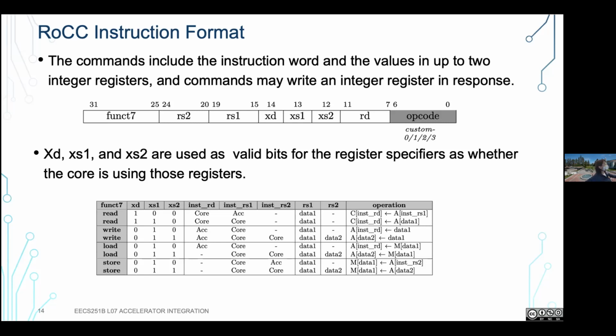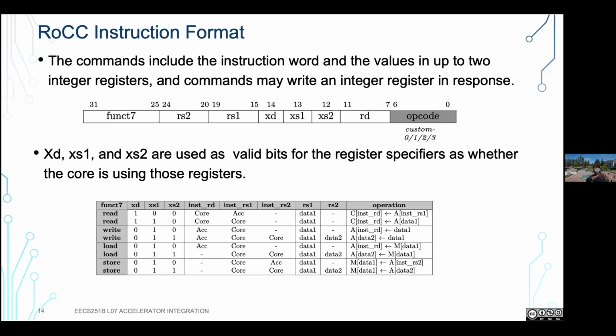It follows a similar format, but instead of func3, it uses those 3 bits as valid bits. They specify whether the RISC-V pipeline is actually using those registers. We have 3 registers, but sometimes those registers can be used by the accelerator, so values are offloaded to the accelerator for processing. Those 3 bits are used as valid bits to see whether the core is using those registers for processing or the accelerator is. So this is a way of passing values to the accelerator.